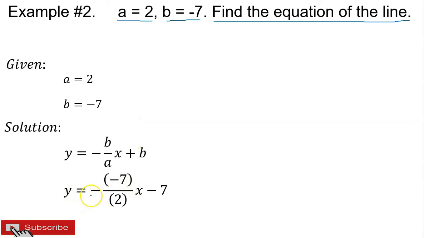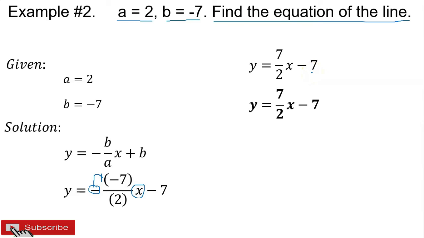So, we have y is equal to negative. Huwag yung kakalimutan yung negative dyan. Ang value ng b natin ay negative 7. All over, ang value ng a natin is positive 2. And then, huwag din kakalimutan yung x na nandito sa ating formula. Minus ang value ng b kasi natin is negative 7. So, minus 7 po yan. Simplify natin. Negative times negative 7, that is equal to positive 7. Alright? All over 2. X minus 7.